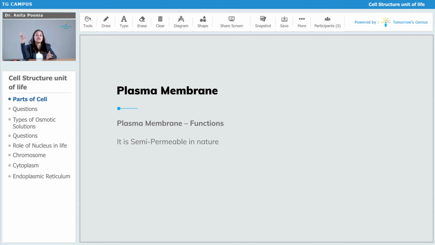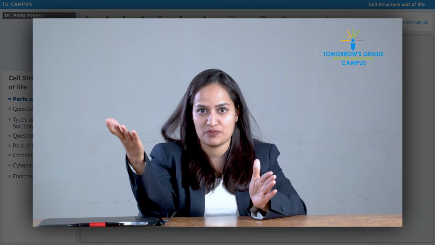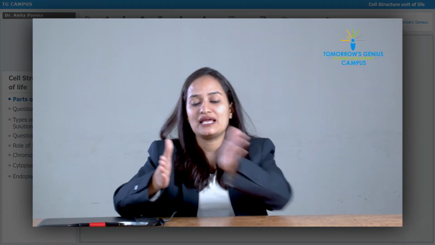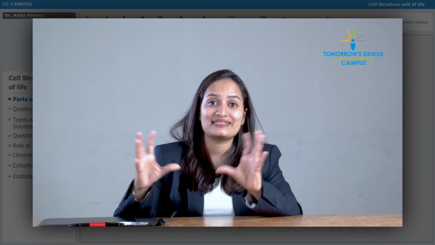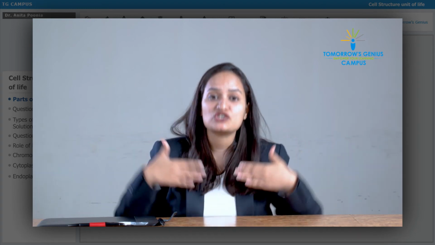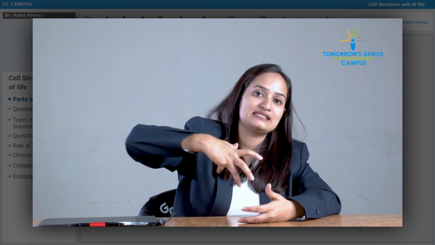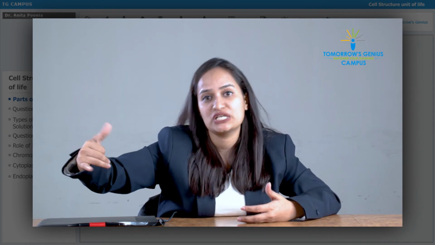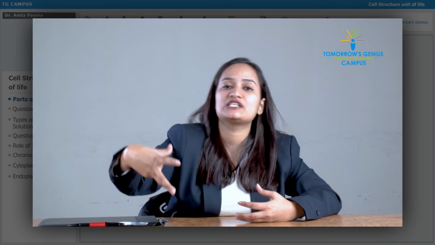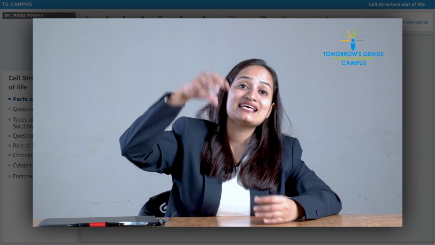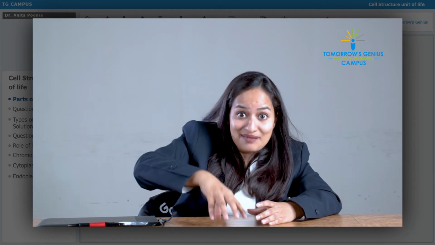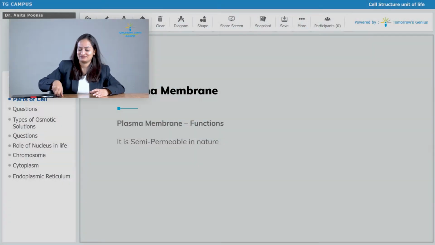And then we already know that it is semi-permeable. This term semi-permeable is synonymous with selectively permeable. Semi-permeable and selectively permeable are one and the same thing. It is in the nature of the plasma membrane that it doesn't allow every single thing to enter inside. It's very partial, and it just allows a few things to enter. That means it is selectively permeable. It is semi-permeable.